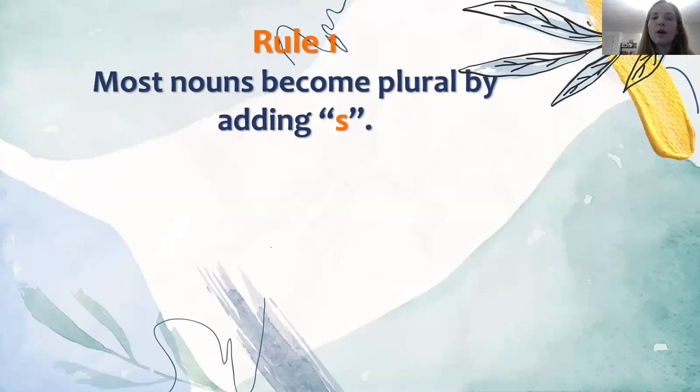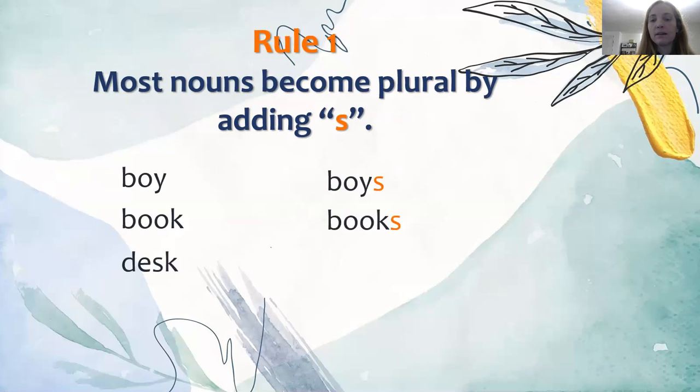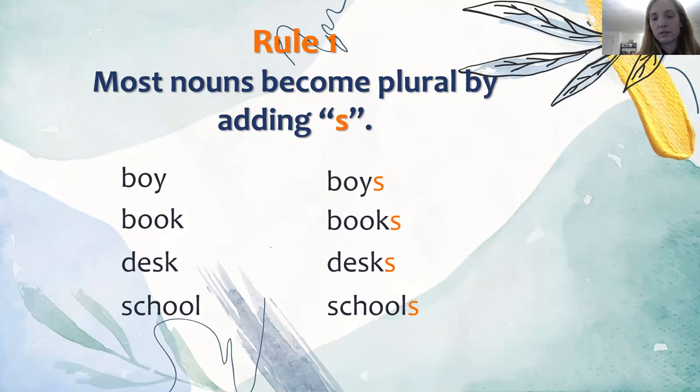Rule number 1, most, not all, most nouns will become plural if we just add an S. For example, boy becomes boys. Book becomes books. Desk, one desk, becomes desks. School becomes schools, more than one.